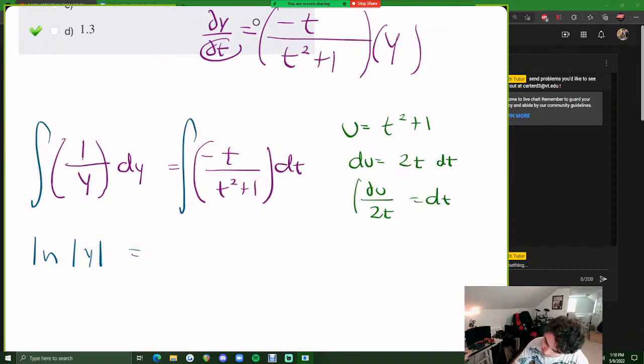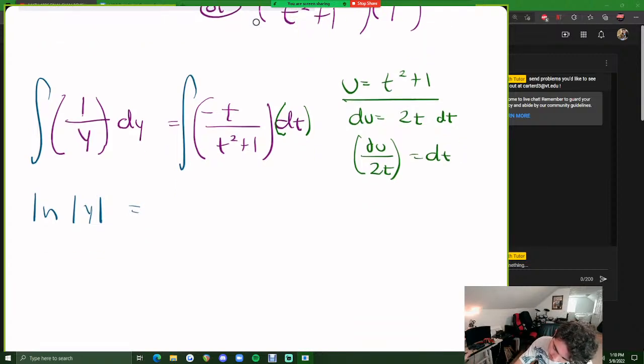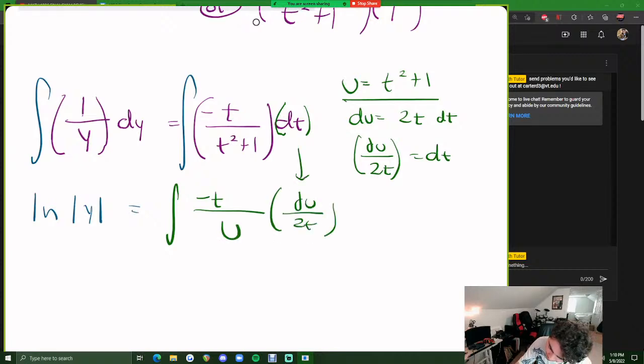This gives us something to sub in place of the dt, and then we'll sub in u in place of t squared plus 1. So before we find the integral, we'll keep it here, that's fine. So we are replacing the t squared plus 1 on the bottom with u, and the dt over here with du over 2t. So now our goal is to cancel all the t terms that we see, which we can do here and here. What are we left with?